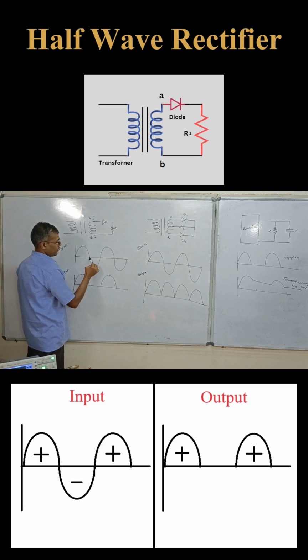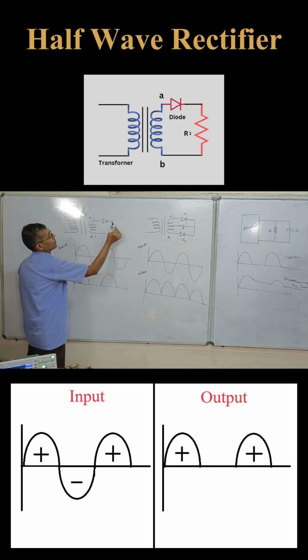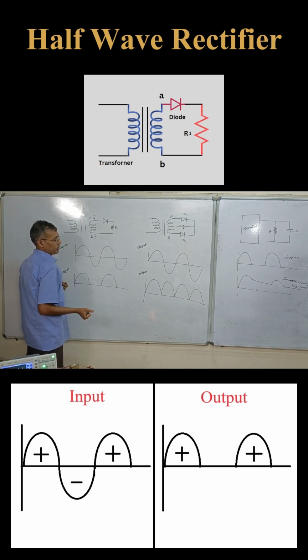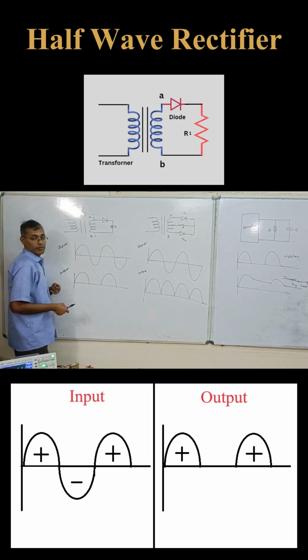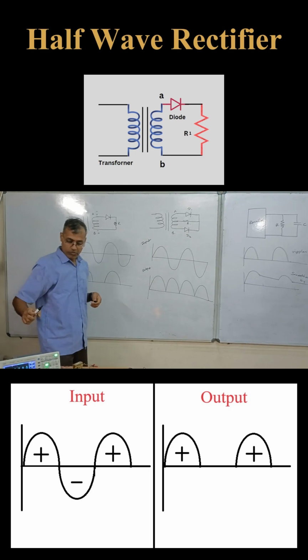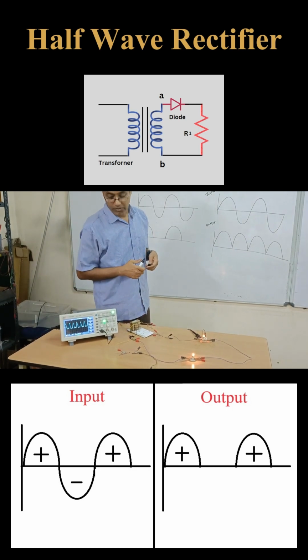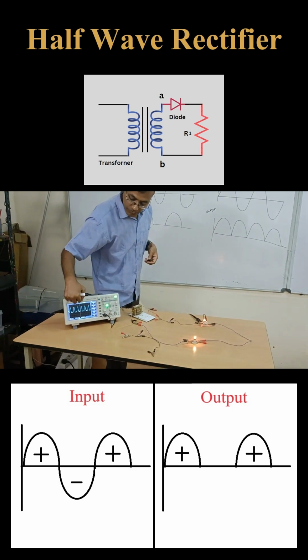Since it is in reverse bias, the current cannot pass through this. So that means this half is cut off. The same thing keeps repeating, and this is what we call a half wave rectifier. And that's what you are seeing here in the AC waveform. You can see half the wave is missing.